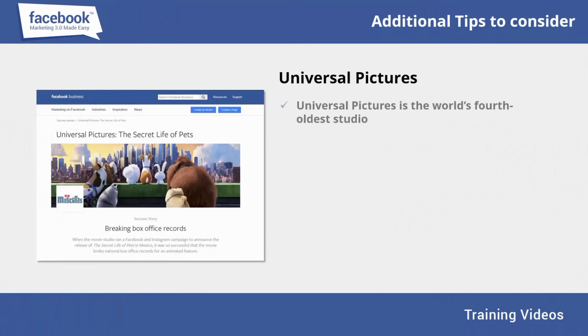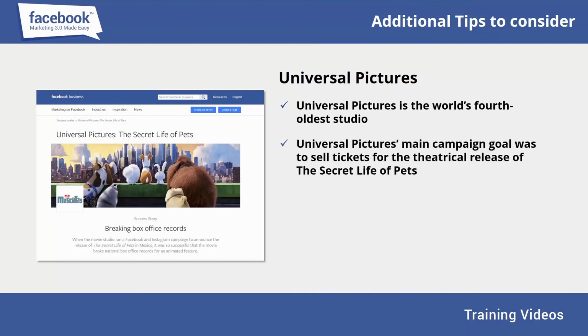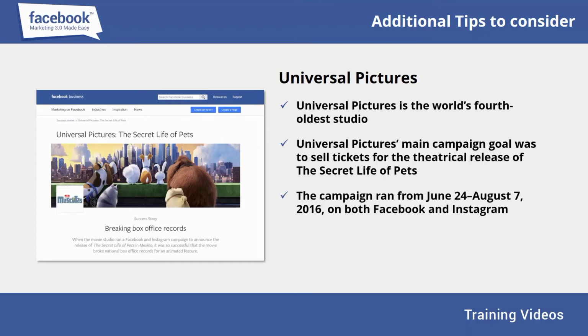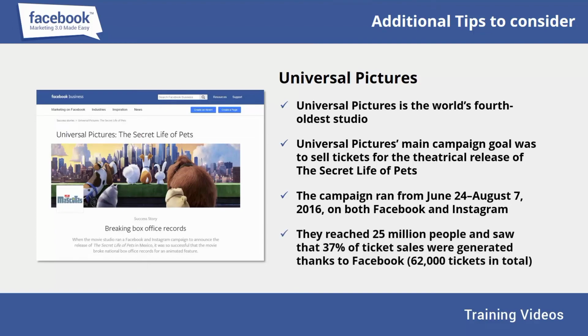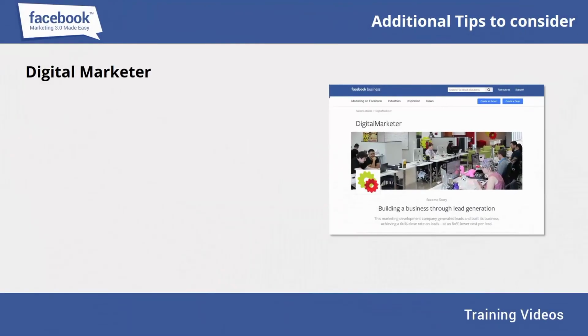Universal Pictures. Universal Pictures is the world's 4th oldest studio. Universal Pictures' main campaign goal was to sell tickets to the theatrical release of The Secret Life of Pets. The campaign ran from June 24th through August 7th, 2016 on both Facebook and Instagram. They reached 25 million people and saw that 37% of ticket sales were generated thanks to Facebook, 62,000 tickets in total.